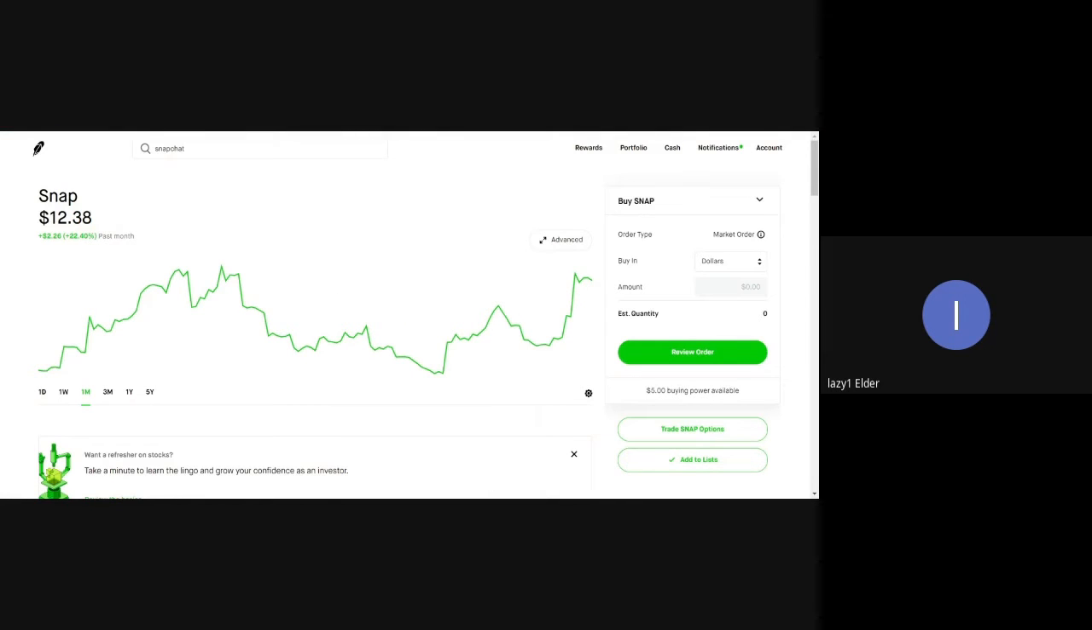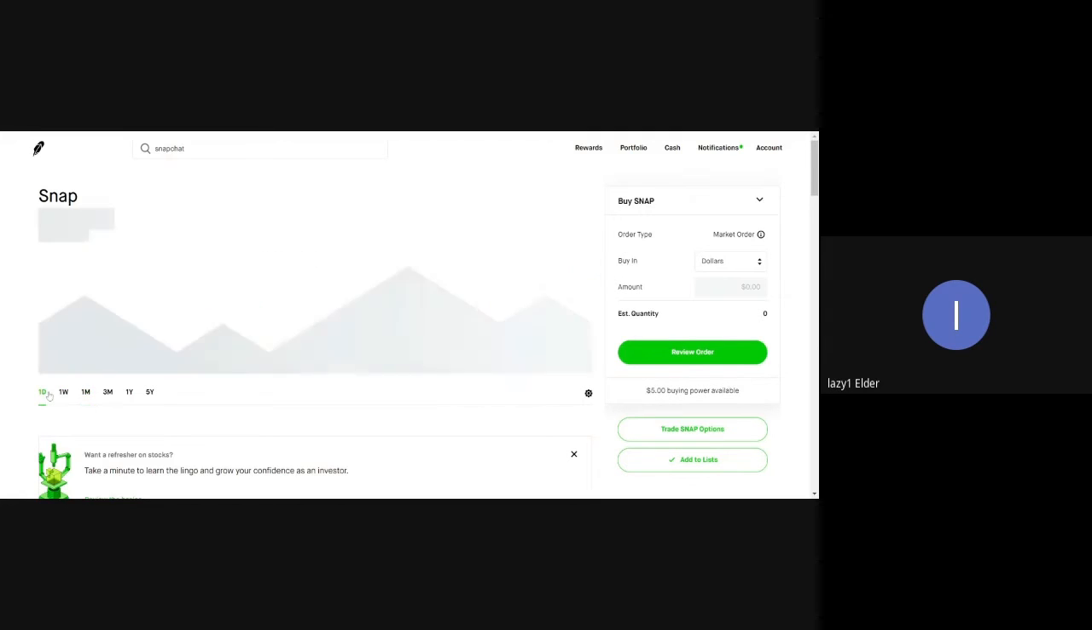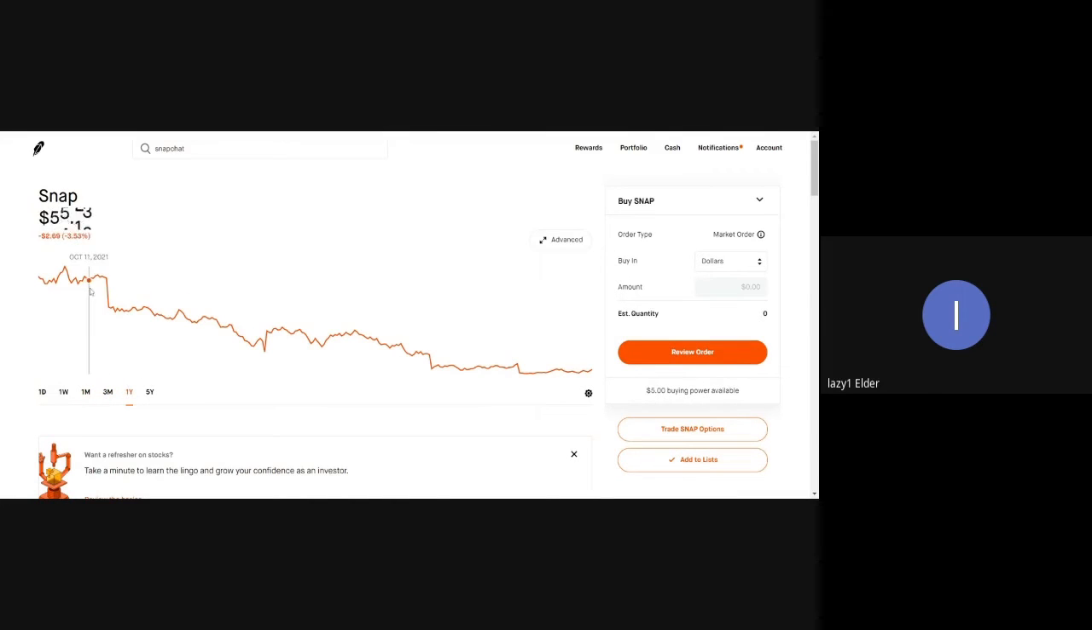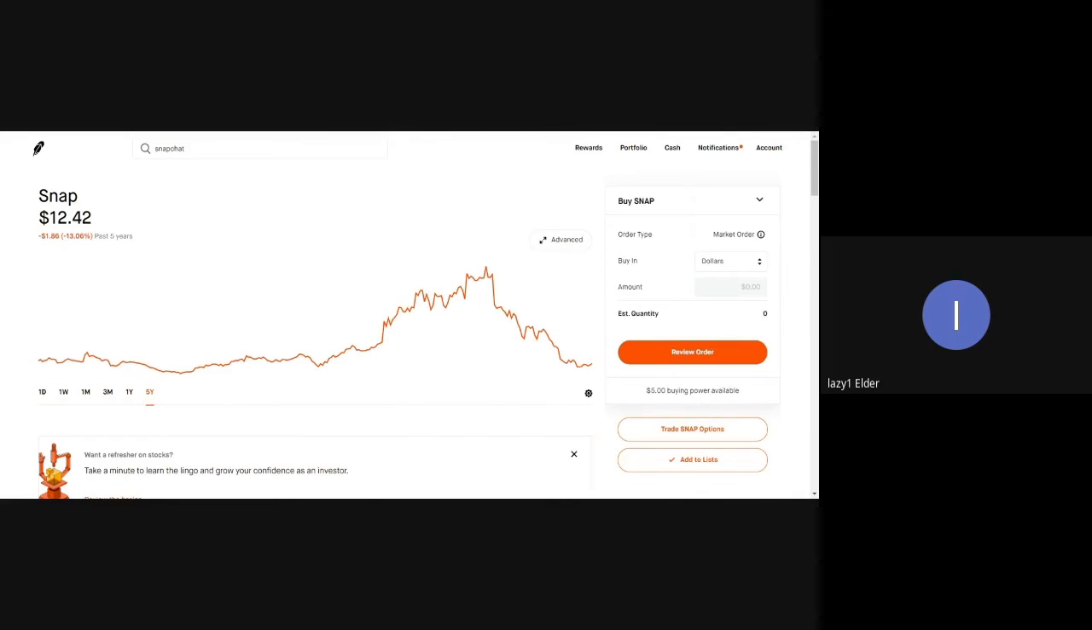And here is showing you everything about Snap. It's just like your portfolio in the beginning, showing you how it's doing over one day. This is where it started off in the morning, how it went up, and this is where it's currently at, $12.41 at 2:10 p.m. This is it over a week, 1 month, 3 months, a year. See, it's been going down since September of last year. It's just been in a downtrend.